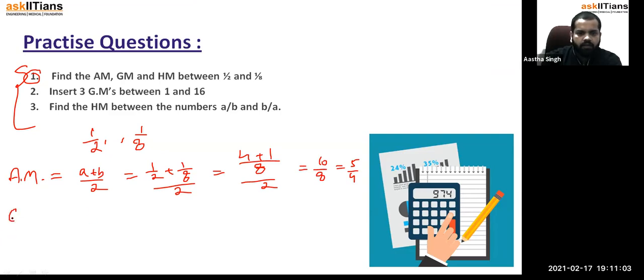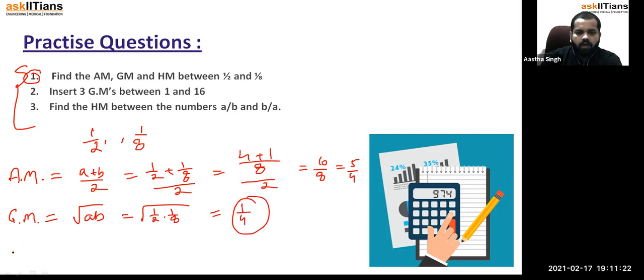Then the geometric mean will be the square root of AB. AB will be 1 by 2 into 1 by 8, which is 1 by 16. The square root of 1 by 16 will be 1 by 4.